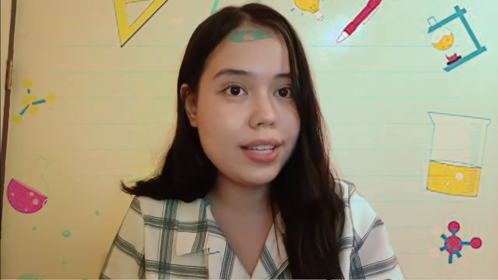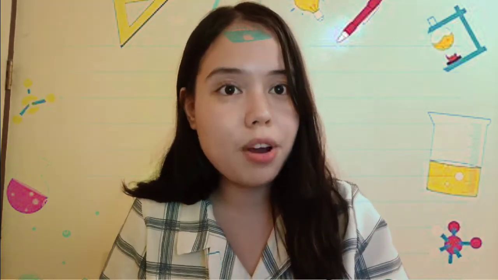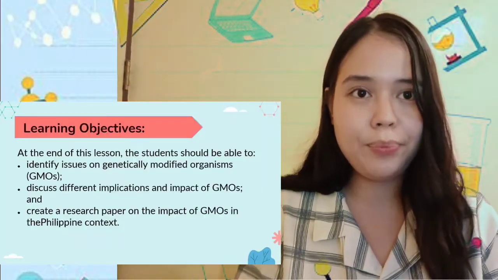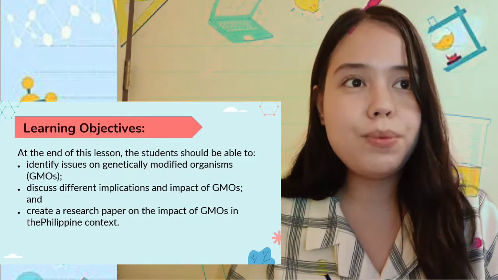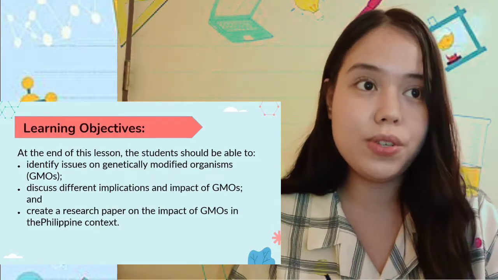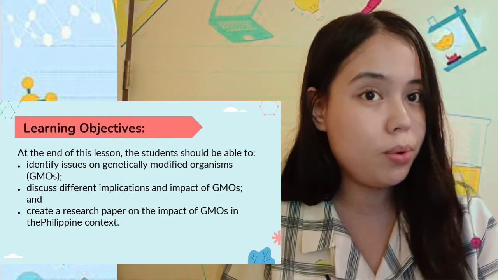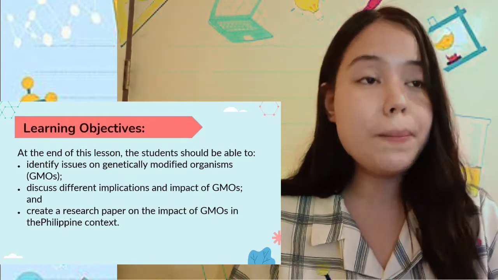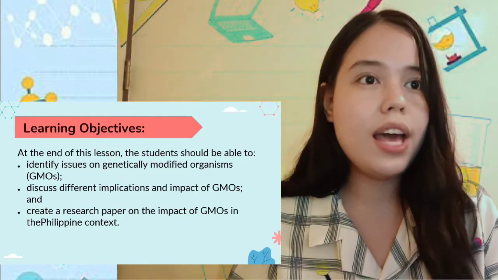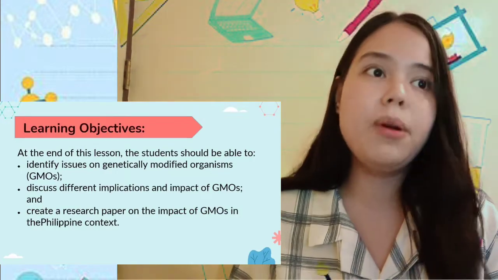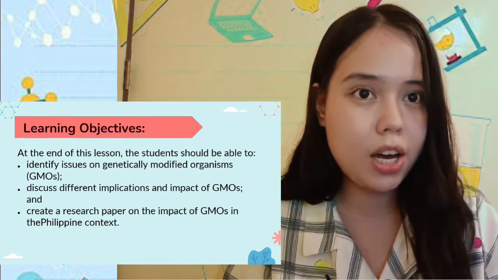Hi everyone, we are here to present and discuss Chapter 3, Lesson 3, which is titled Genetically Modified Organisms, Science, Health, and Politics. So before we dive right into our discussion, let's take a look at today's learning objectives for this lesson. At the end of this lesson, the students should be able to first identify issues on genetically modified organisms or GMOs. Second, discuss different implications and impact of GMOs. And third is create a research paper on the impact of GMOs in the Philippine context. So next slide, let's start.